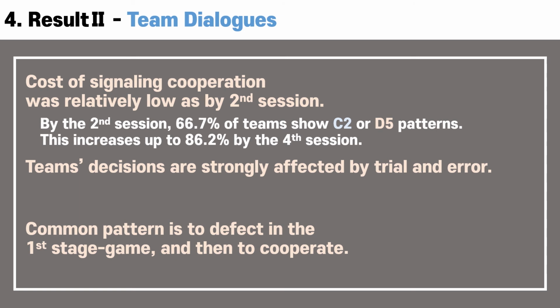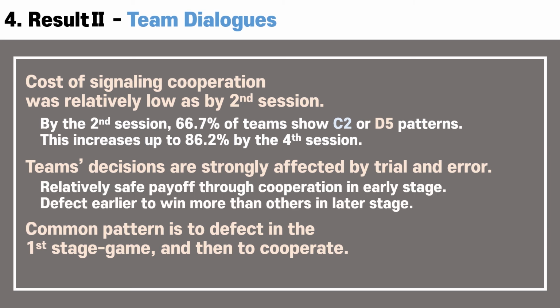Second, teams' decisions are heavily influenced by trial and error. In early sessions, the stable reward of 105 obtained from cooperation results in teams' consistent cooperation, which increases the average profit overall. Then, as teams enter later sessions, teams begin to defect a round earlier than in the previous session to earn a higher reward of 175 and give their opponent a very low reward of 5. And teams with experience of defection will very likely defect in the next session to make up for their loss.